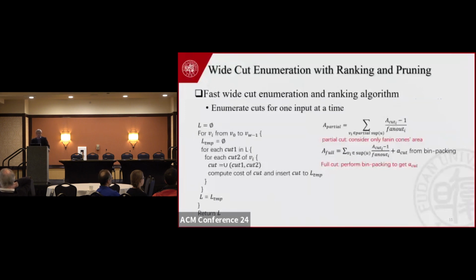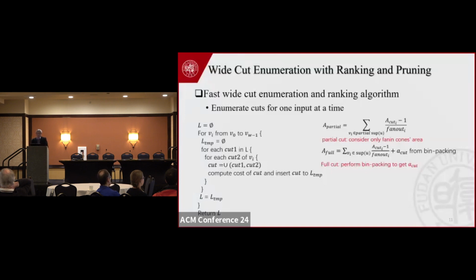So our algorithm idea is quite simple. Basically, we just try to enumerate the cuts for one input at a time instead of for the entire set of inputs. We first get a cut list which is empty at the beginning. Then we use this cut list, combined with another input's cut list, to get a new list and then continue these steps.